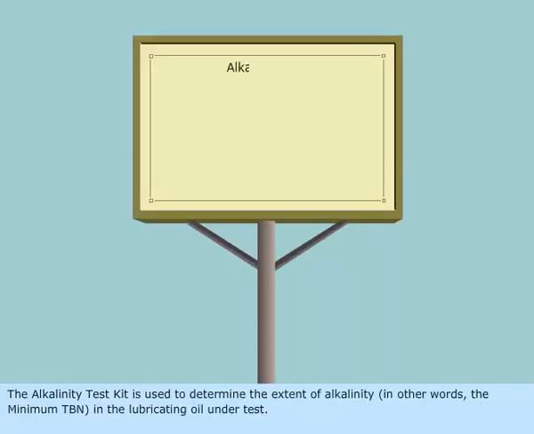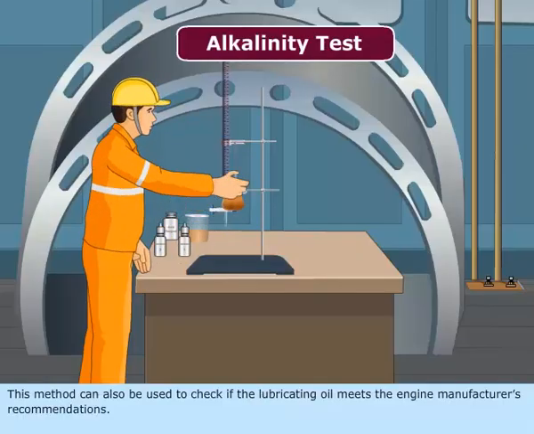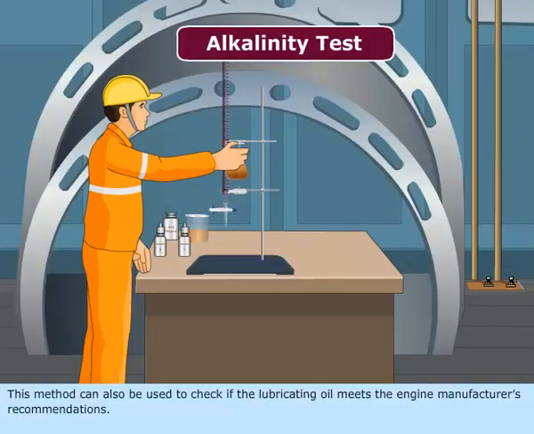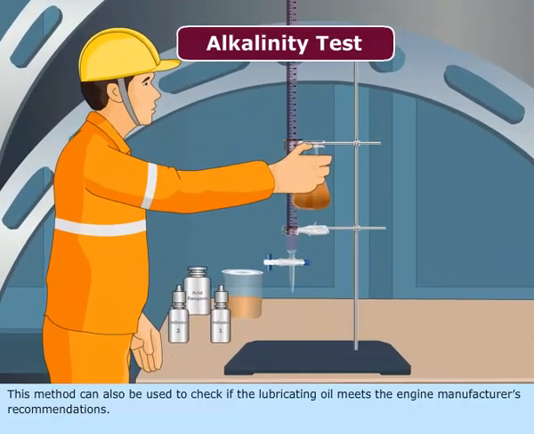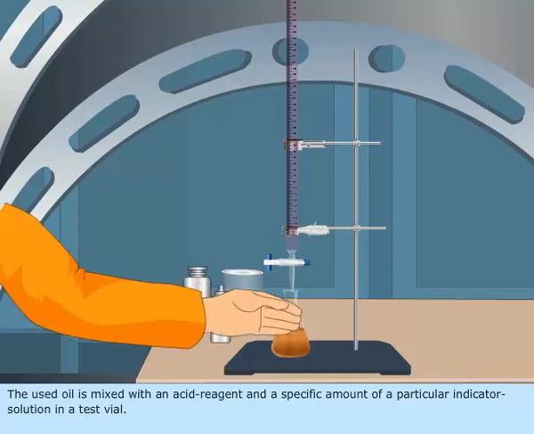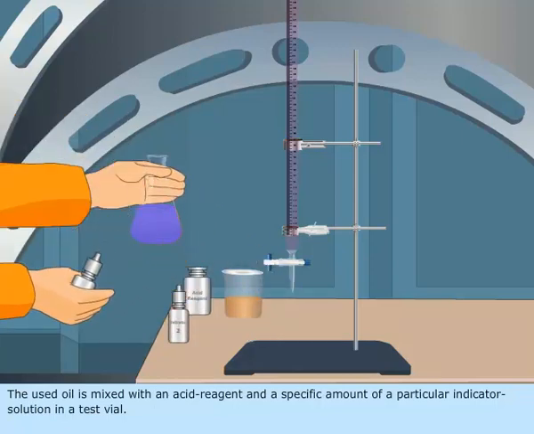Alkalinity Minimum TBN Test Kit. The alkalinity test kit is used to determine the extent of alkalinity, in other words, the minimum TBN, in the lubricating oil under test. This method can also be used to check if the lubricating oil meets the engine manufacturer's recommendations. The used oil is mixed with an acid reagent and a specific amount of a particular indicator solution in a test vial.